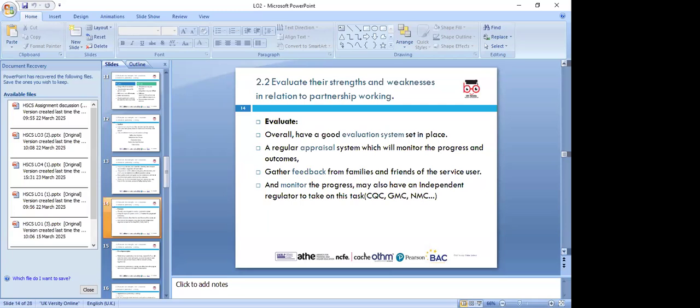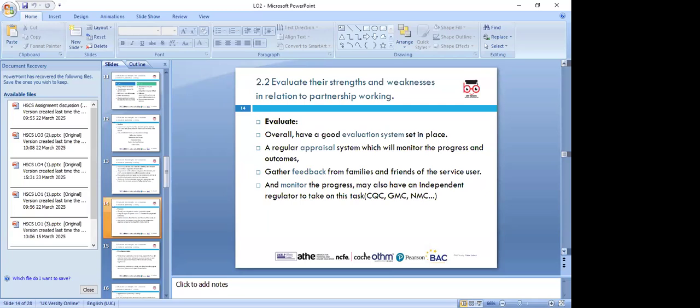Appraisal, which is very important. You need to have appraisal of your staff and appraisal of the services that you render. And make sure you have a feedback system for family and friends. They are partners to the service user. They are partners to the service that you are rendering. And you have to monitor the progress. You have to monitor whether you are doing well or not, whether you are behind, or whether you're an average service provider or an excellent service provider.